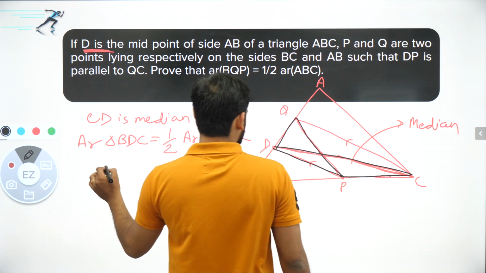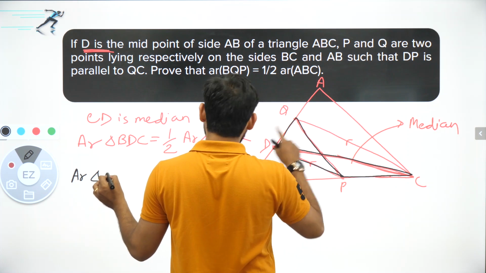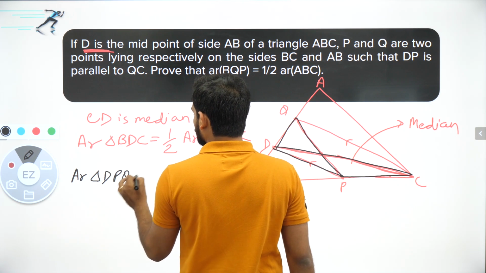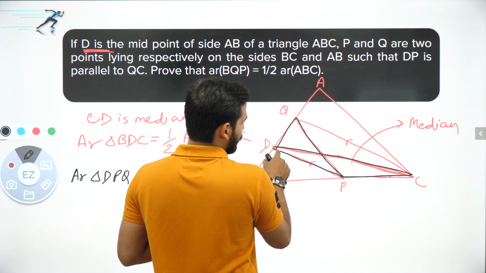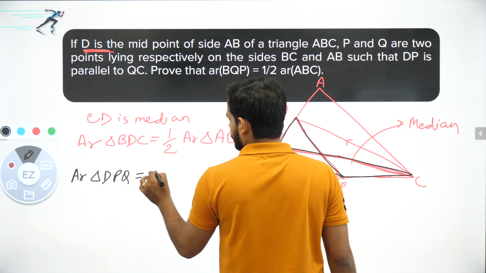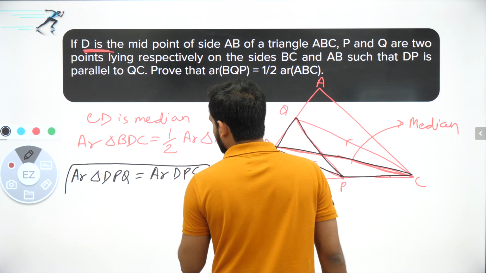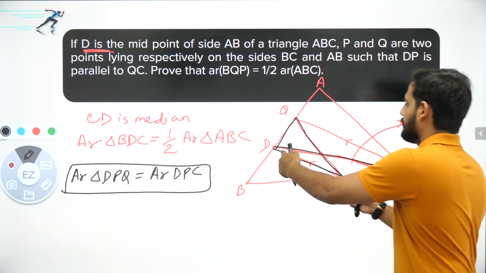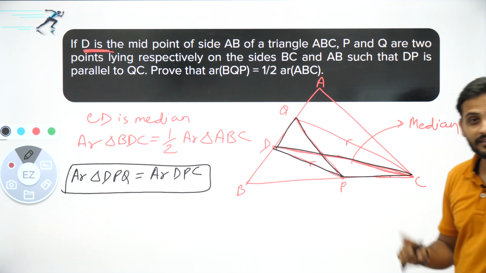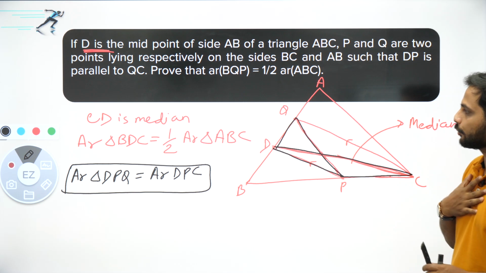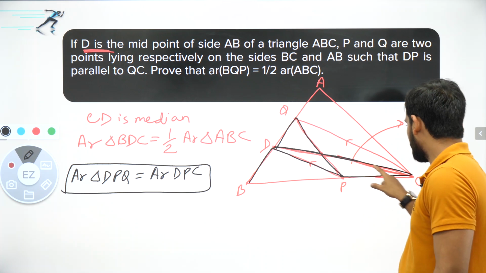So I know that the area of triangle DPQ will be equal to the area of triangle DPC, right? Why can I say that? Because they are on the same base and between the same parallel lines. DP is parallel to QC. Now why will this relation be used? Because when I got BDC, what is BDC? If you look carefully, BDC is this part.